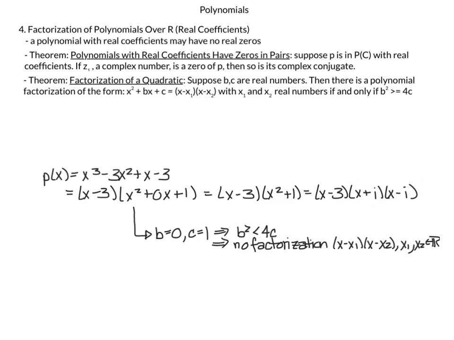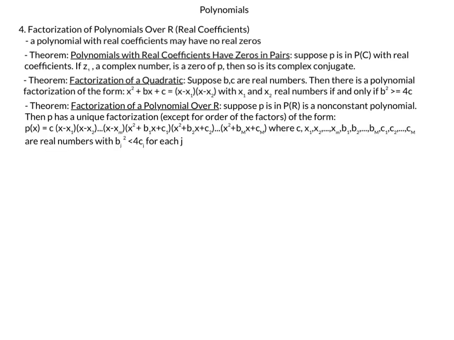And again, that's because if we look at our quadratic equation, our real root x, let's say x1, is equal to (-b plus or minus the square root of b squared minus 4ac) all over 2a. And when b squared is less than 4ac, what we get in our square root is a complex number. Therefore, this condition here, b squared greater than or equal to 4c, is what's necessary to get a factorization with x1 and x2 being real numbers.